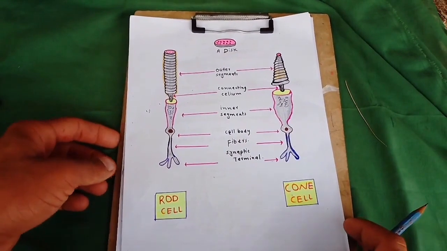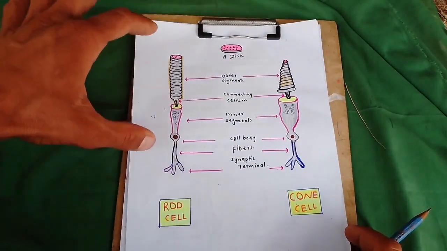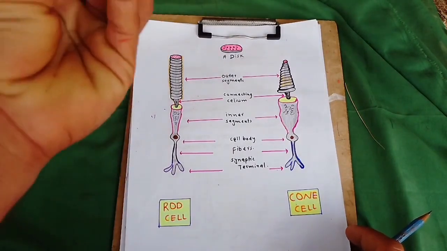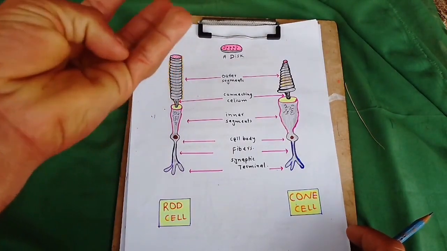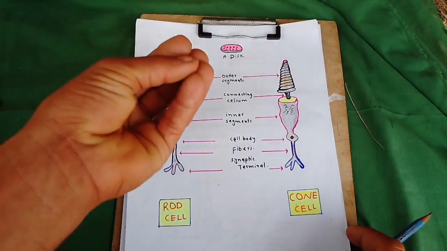What is cone cell? This is the rod cell. This is the cone cell. What is rod cell? The retina consists of two photosensitive cells, which are called the rod cell and the cone cell. The rod cell and the cone cell are also called photosensitive receptors.